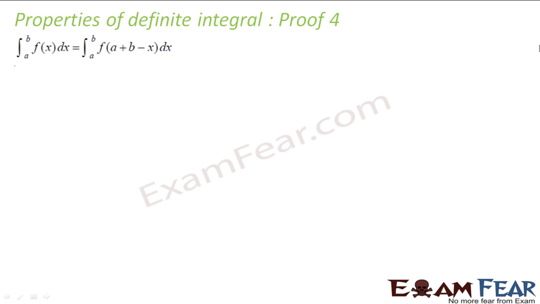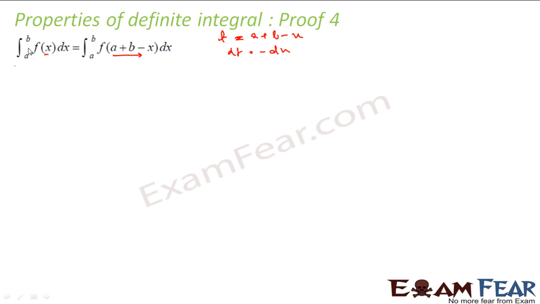So here we have to prove that the integral of f(x) dx from a to b is nothing but the integral of f(a plus b minus x) dx. See, this is x, this is a plus b minus x. So first thing we can do is we can say t is equal to a plus b minus x. I get dt as minus dx. That is the first thing.